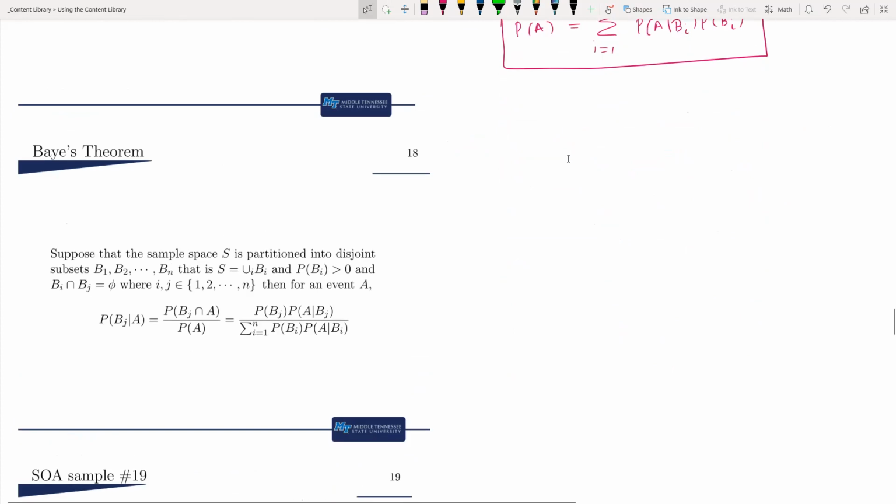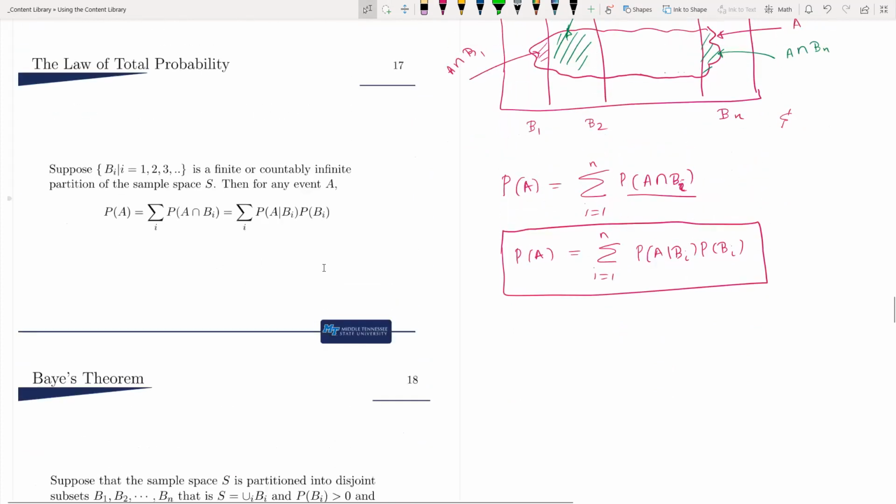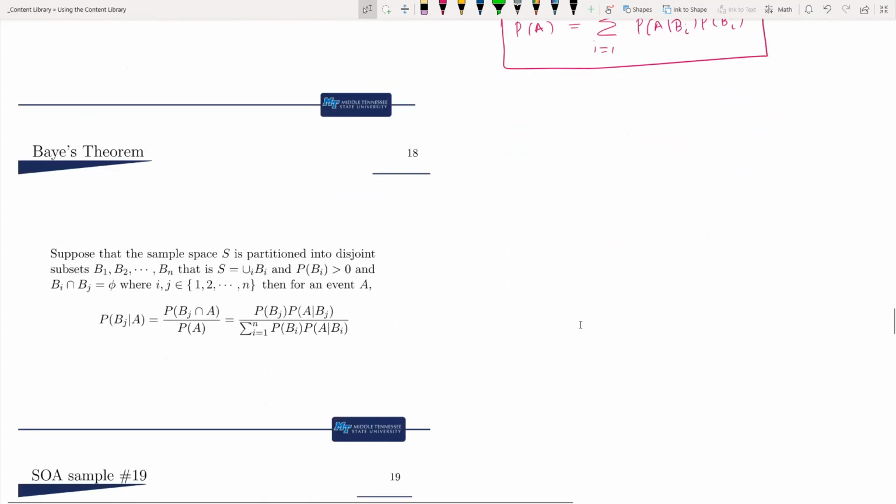So Bayes theorem says, let's say you have a sample space S, which is partitioned into disjoint subsets B1, B2, Bn, where S is the union of Bi, which actually I should have included in here. And then Bi intersection Bj is empty. So then you have this nice rule. Okay. So first go with this part. That's of course, you can see it's true.